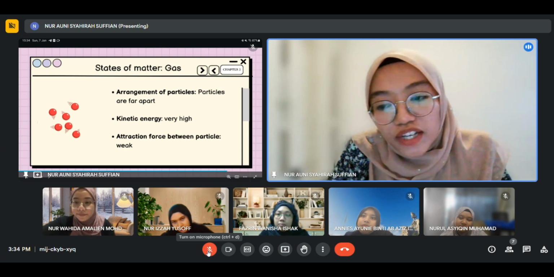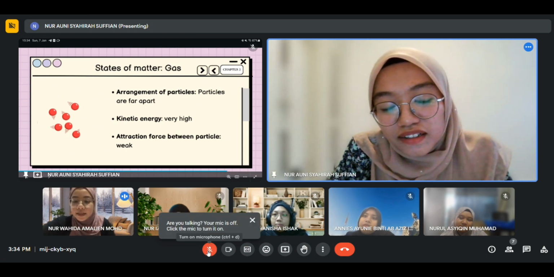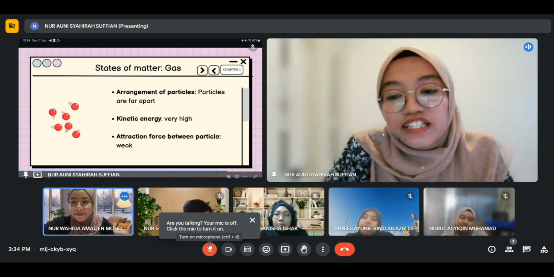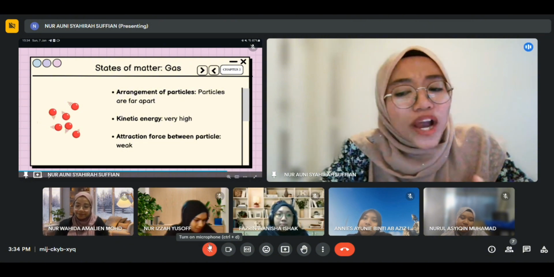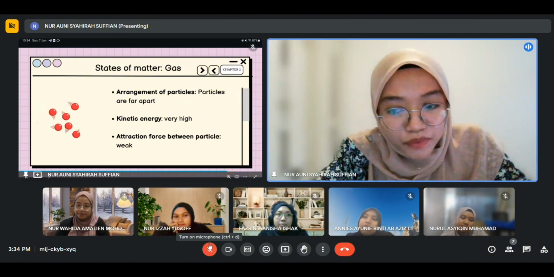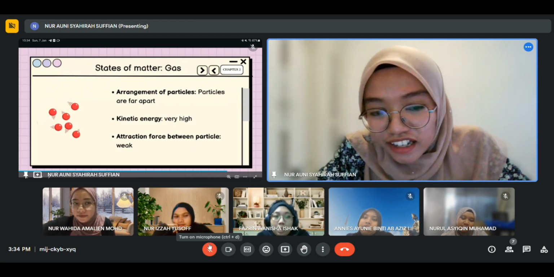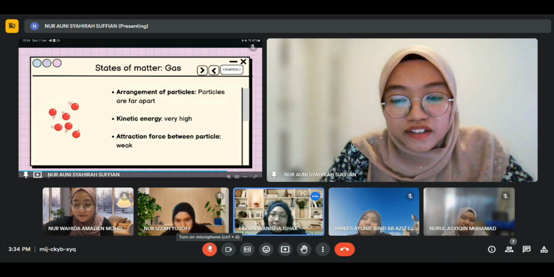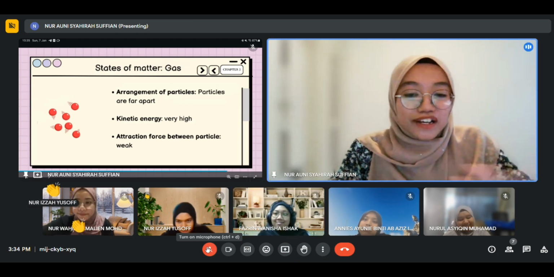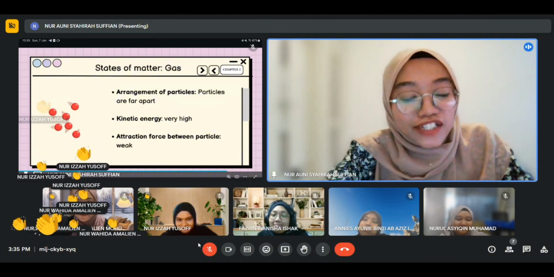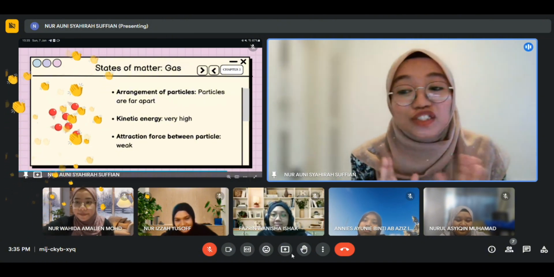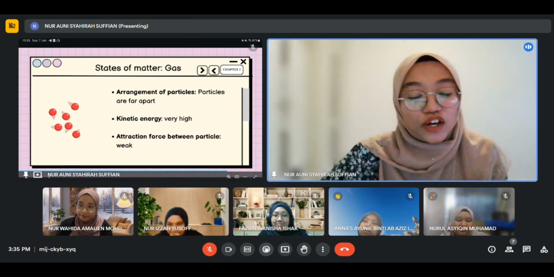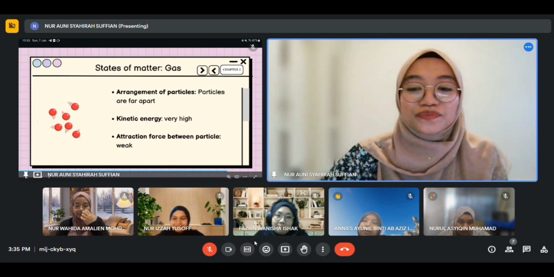Okay, with everything clear, I want to ask, between gas and liquid, which state that particles freely move? Wahida, can you answer it? Yes, teacher. I think gas. Yes, it's correct. So, why in gas state can particles freely move? Fazrin, do you have any idea? I think because the particles are far apart. Yes, it's correct. Wahida and Fazrin already gave a correct answer.